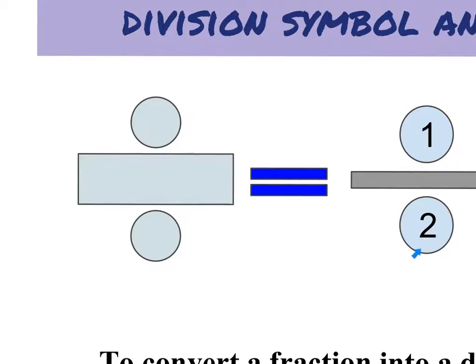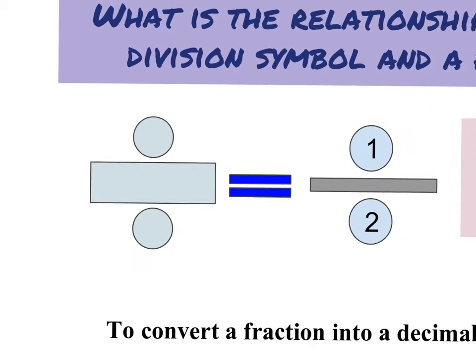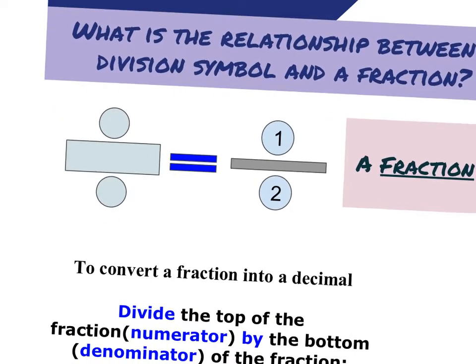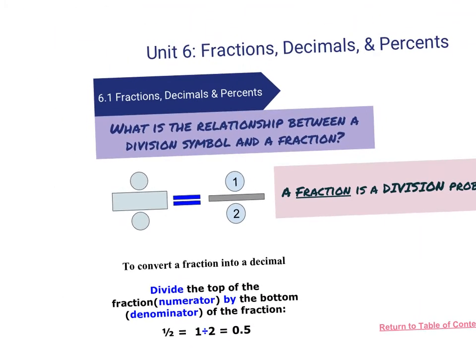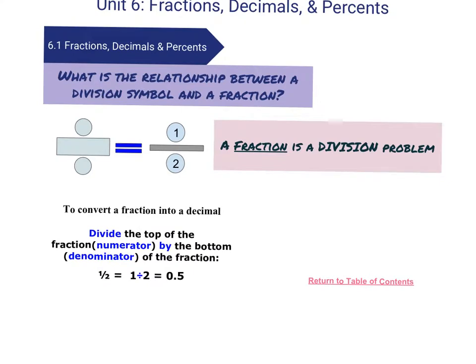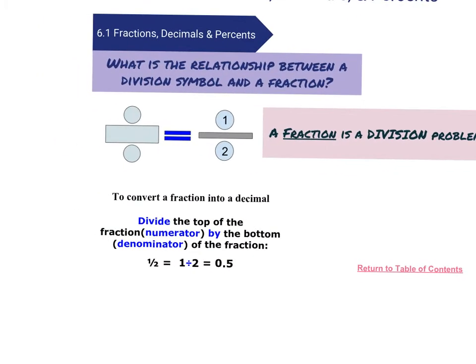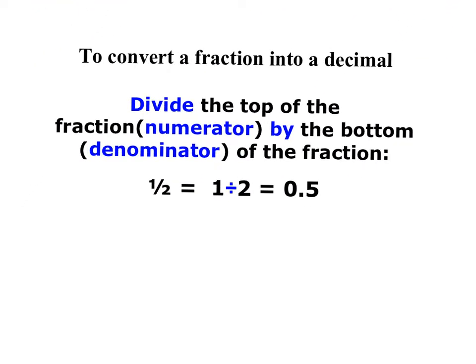So 1/2 is really 1 divided by 2. 2/3 is really 2 divided by 3. 7/9 is really 7 divided by 9. And the reason that you need to know that it is a division problem is because that is the way to change fractions into decimals. Because a fraction is a division problem, then to convert a fraction into a decimal, you divide the top by the bottom.